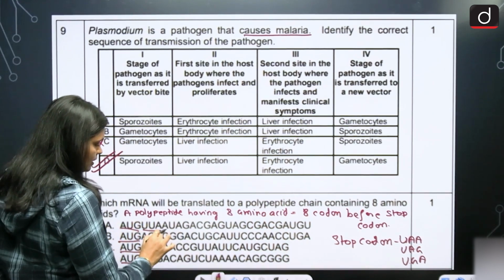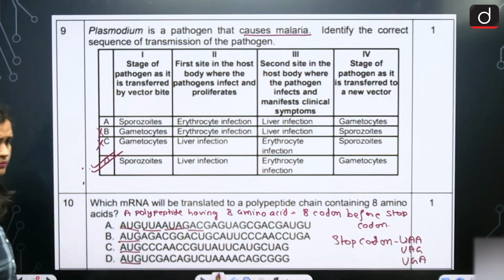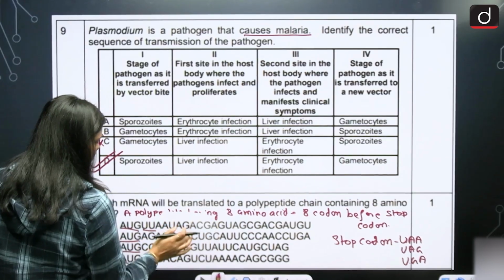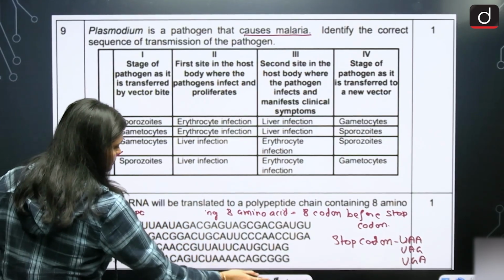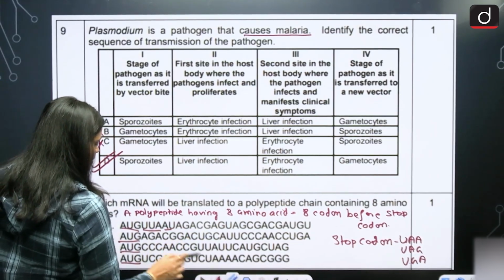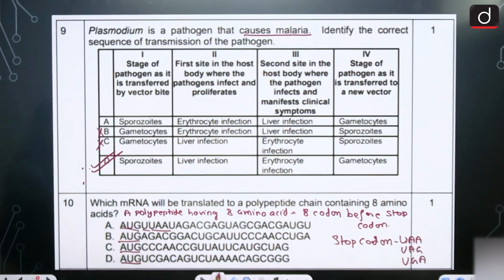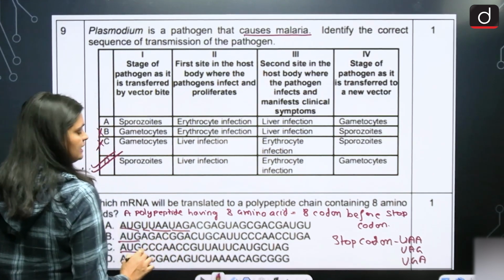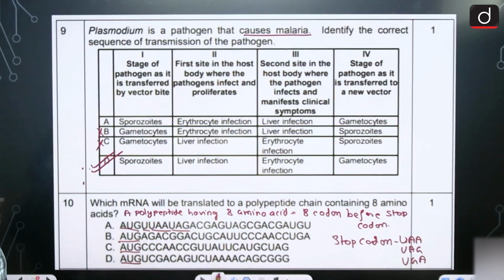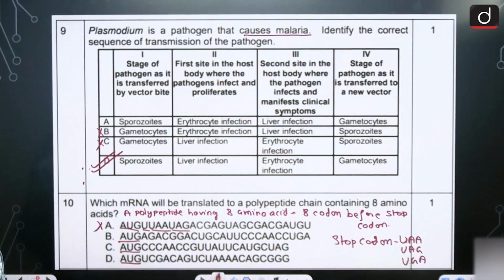UUA, one codon. AUA, another codon. Then here, see, it stopped right here. See here, you have UAA or you can say you have UAG. So now you have a stop codon initially only. So this cannot be the answer. Then now moving towards the second one.